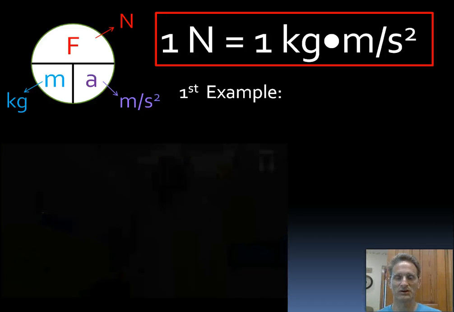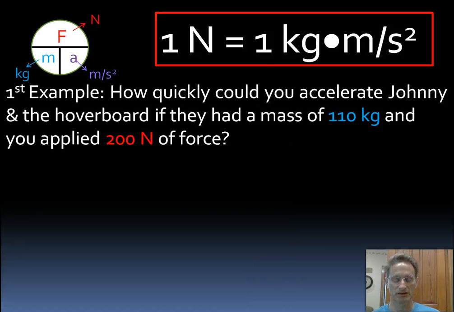And as they said, we're going to eliminate friction. That's one of the reasons we pulled this out. So let's take a look at what a sample problem would look like. First problem: how quickly could you accelerate Johnny and the hoverboard if together they had a mass of 110 kilograms, again here I'm estimating, and you applied 200 newtons of force?